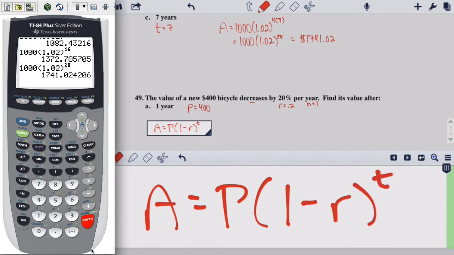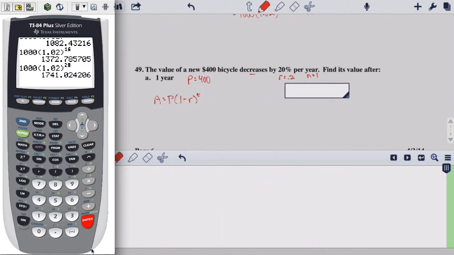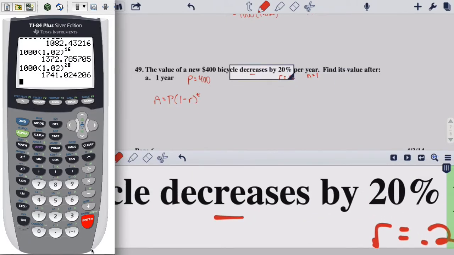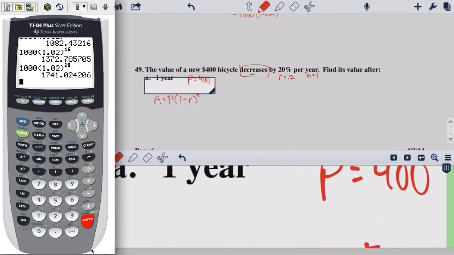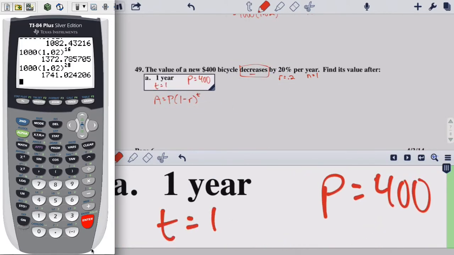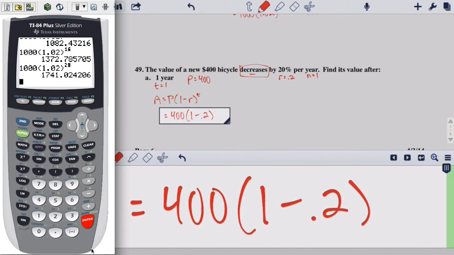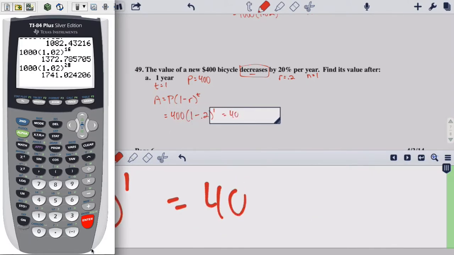Raised to the t. Okay, it breaks down to that. That's based off our same formula before where n is equal to 1. It's subtraction because it's decreasing. So I just have to figure out what t is. In this case, t is equal to 1. So plugging in, 400 times 1 minus 0.2 raised to the 1 is equal to 400 times 0.8. Okay, let's do that.